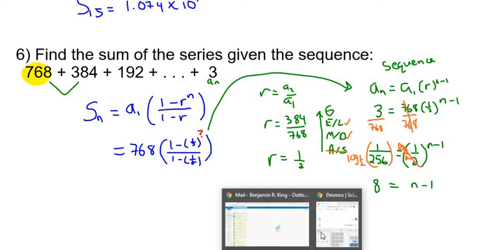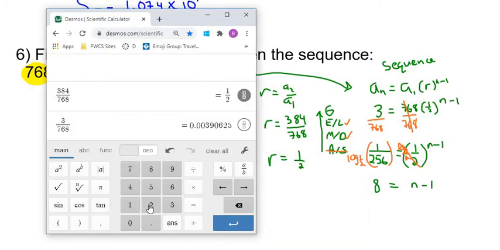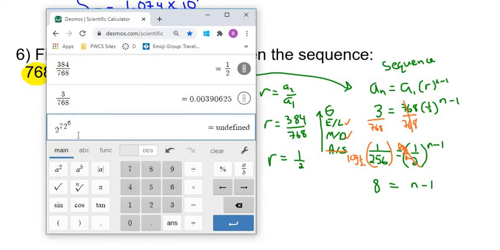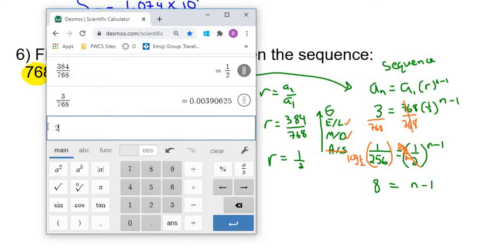Now, if you need to use a calculator for that, you could. Is it 2 to the 7th? No. Is it 2 to the 6th? No. Is it 2 to the 8th? So you can get it that way.